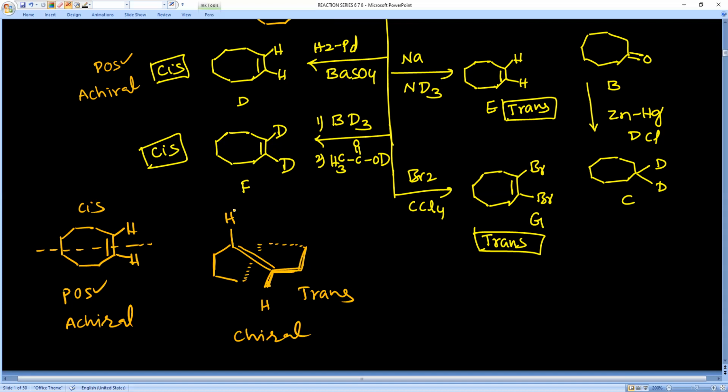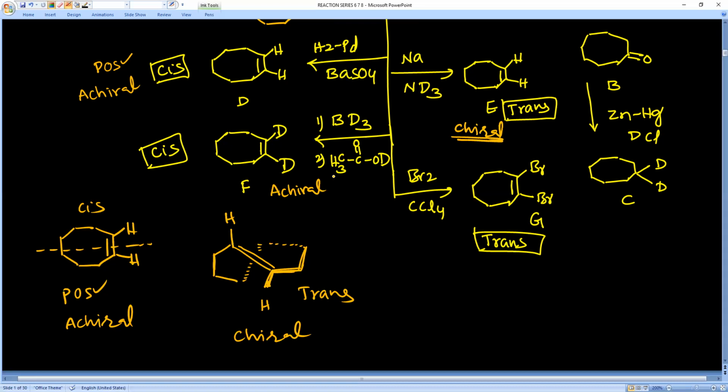Therefore, compound D is the cis isomer. Therefore, this is an optically inactive molecule. Next one is compound E. This is a trans molecule. A trans molecule is an optically active molecule. This is chiral. Next one is compound F. This is the cis isomer. The cis isomer also has a plane of symmetry. Therefore, this is an optically inactive molecule. This is nothing but an achiral molecule.